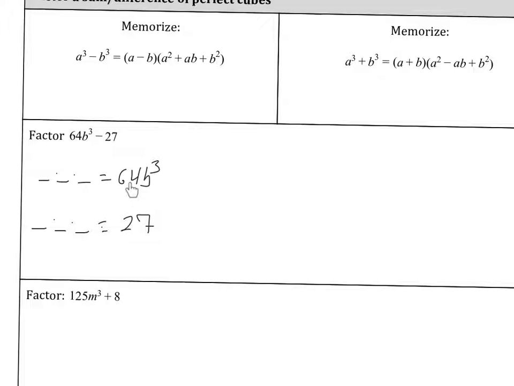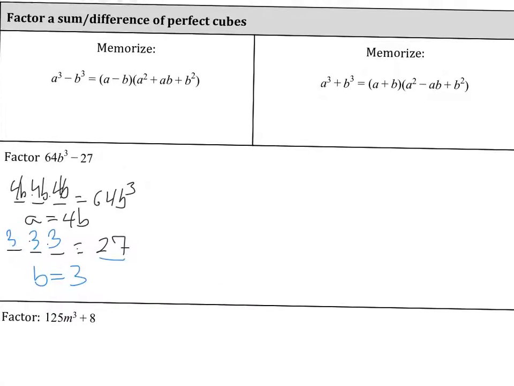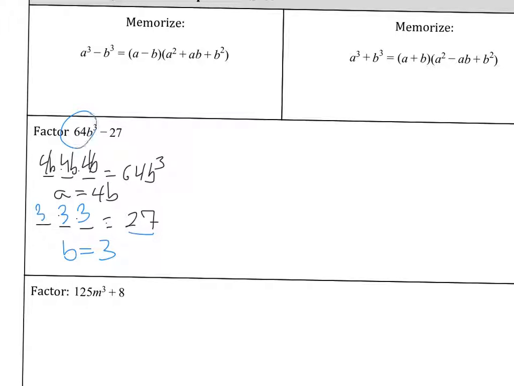So you might just start playing around, and eventually you're going to realize that that's going to be a 4b. So 4 times 4 times 4 is 64, and of course b times b times b is b cubed. So the thing that I cubed to get 64b cubed was a 4b, and then for the 27, 3 times 3 is 9, times 3 more is 27, so the thing I cubed to get 27 was 3.